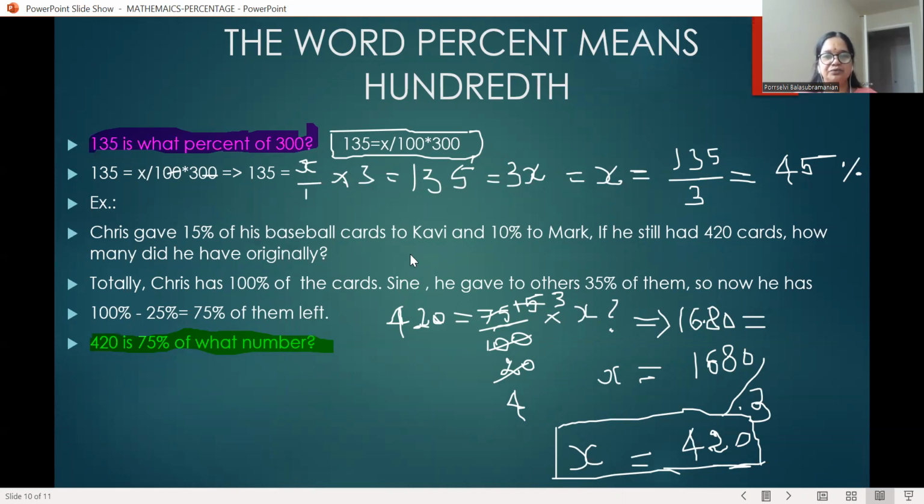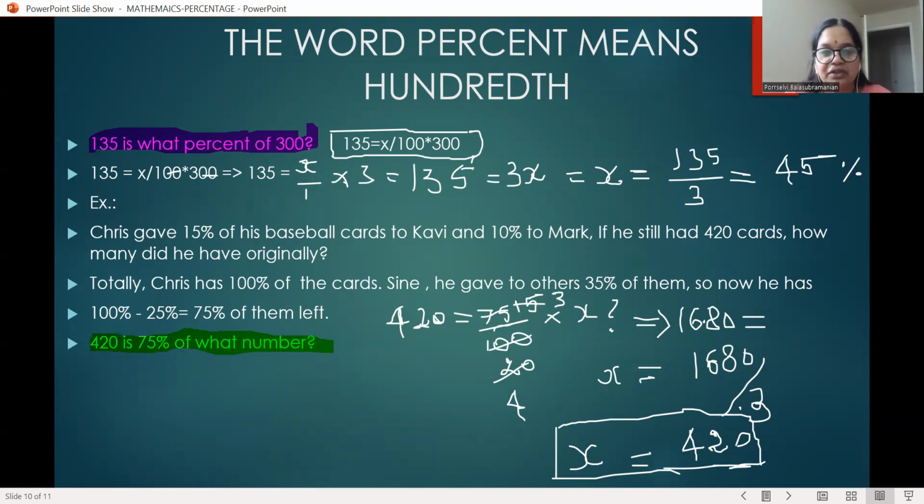Okay. Another one, word problem. So you have to form the equation from this word problem. Okay. Krish gave 15% of his baseball cards to Kavi and 10% to Mark. If he still had 420 cards, how many did he have originally? So he shared with two persons. For the first person 15 percentage, second person 10 percentage. Still he had 420 cards. But what did he have originally?